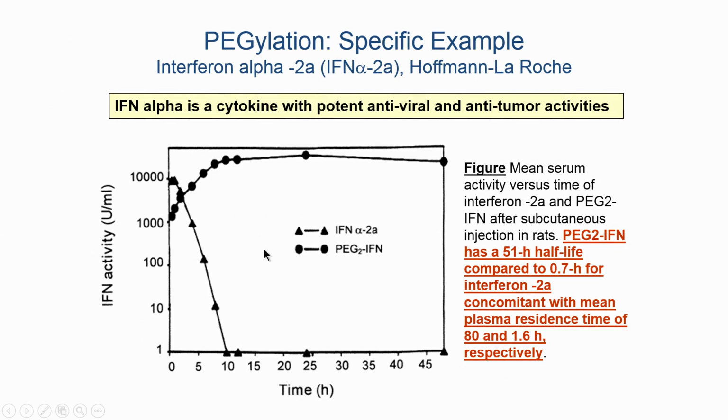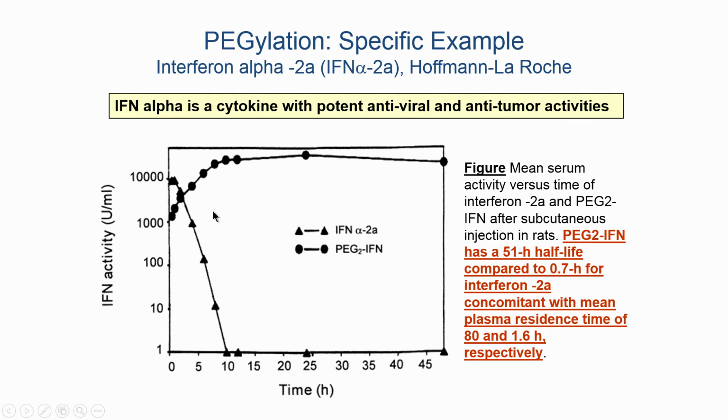Now when you inject it into the body, you see that the half life is significantly different. Now you have a half life of 51 hours. That means the patient will only have to take an injection after, let us say, 3 days instead of every day. The residence time in the plasma is 80 hours compared to 1.6 hours earlier. If you look here closely, this is the free drug that was injected. Most of it gets cleared out, at least in this graph, in 10 hours, whereas this is the PEGylated drug, and even after 48 hours it is still pretty high in the body.